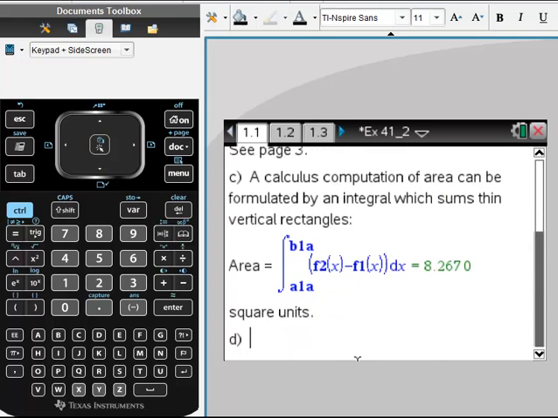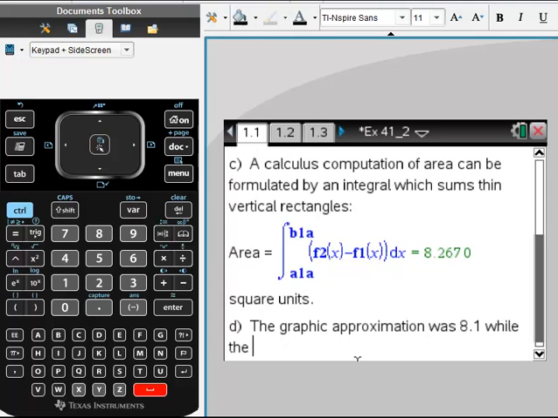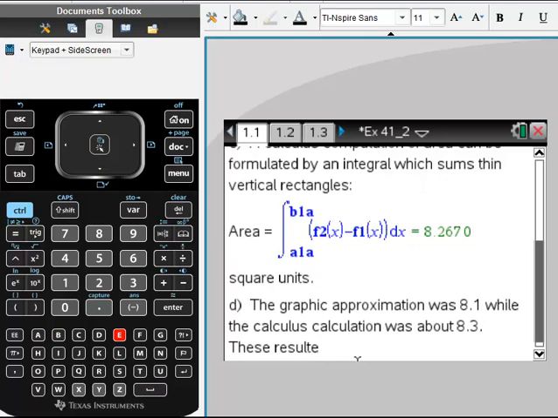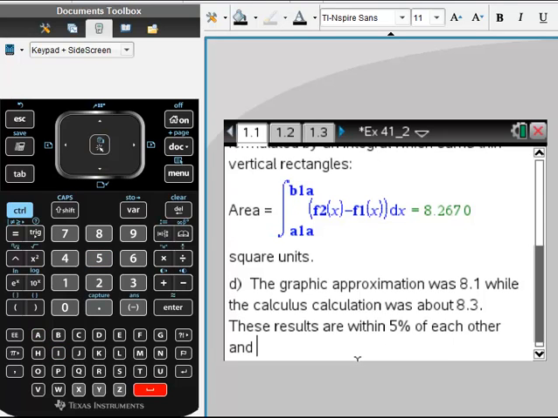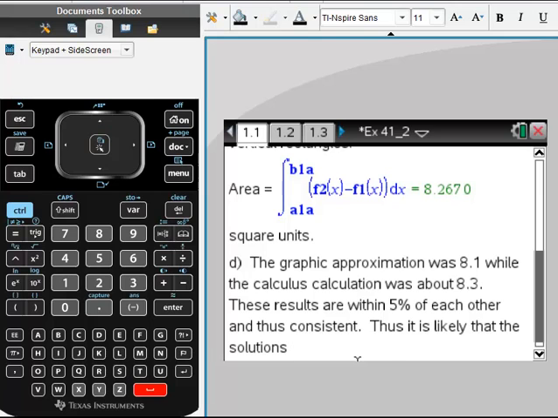So let's discuss that here. The graphic approximation was 8.1, while the calculus calculation was about 8.3. These results are, well, let's see, it's very close. 0.8 would be 10%, within 0.4 of each other would be about 5%. So something that's not exaggerating at all would be to say that these results are within 5% of each other and thus consistent. Thus, it is likely that the solutions B and C are correct.